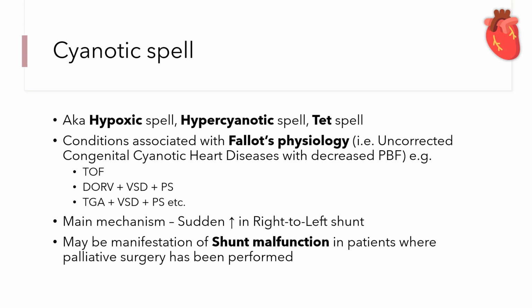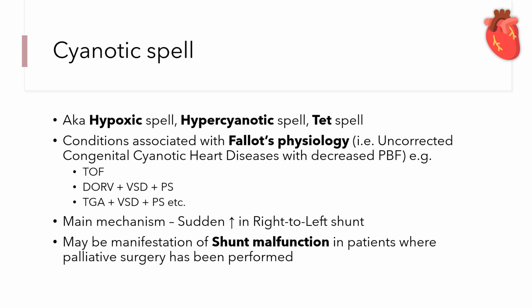Transposition of great arteries plus VSD plus PS also comes under Fallot's physiology. Many conditions can come under Fallot's physiology. So basically any uncorrected congenital cyanotic heart disease which is having decreased pulmonary blood flow can come under Fallot's physiology. They will have the same or similar hemodynamics. So the main mechanism of cyanotic spell is sudden increase in right to left shunt.